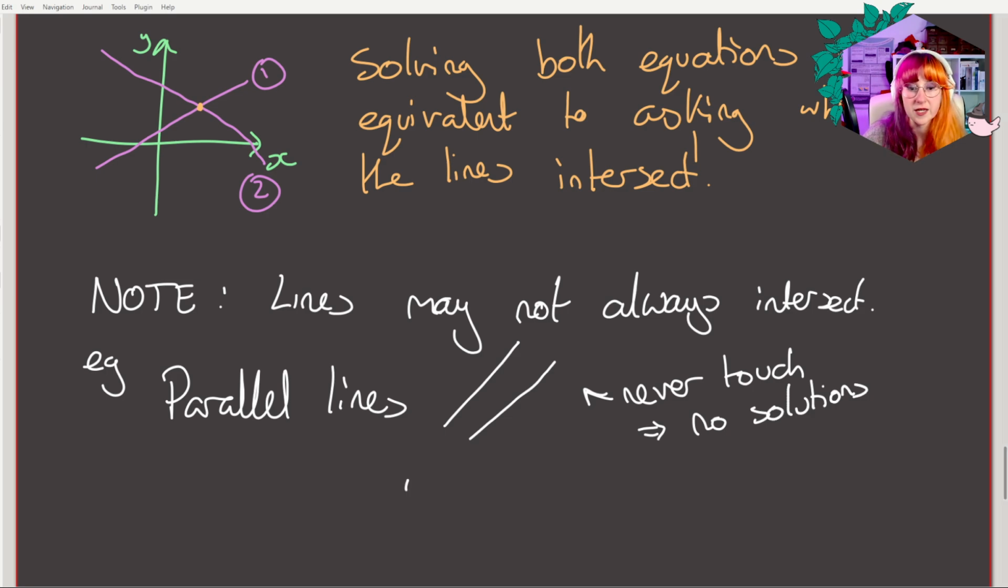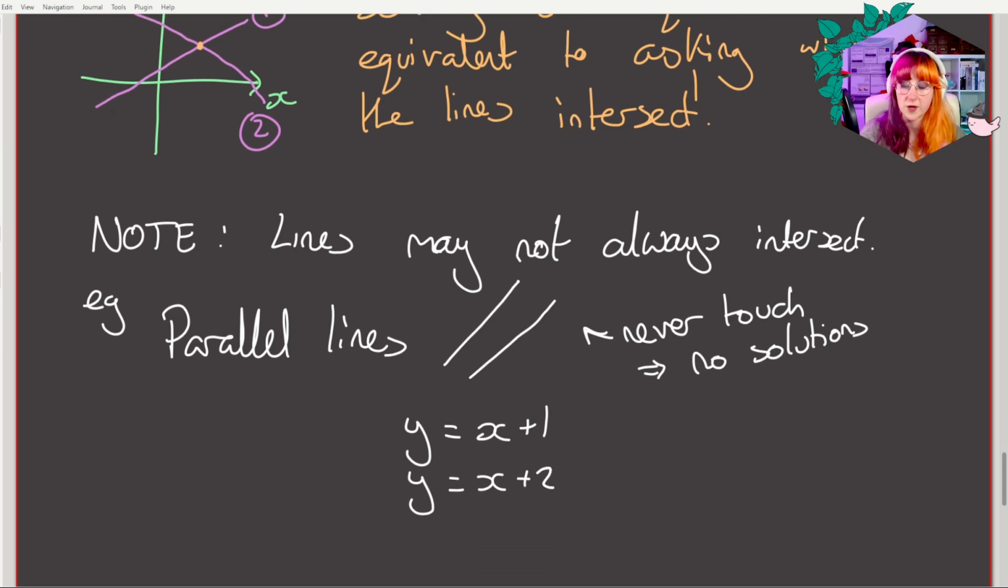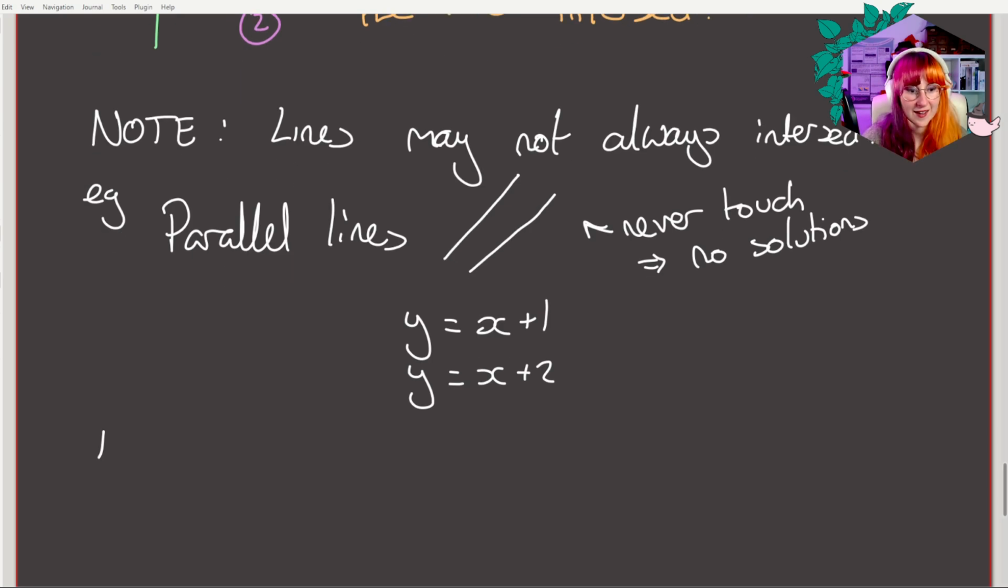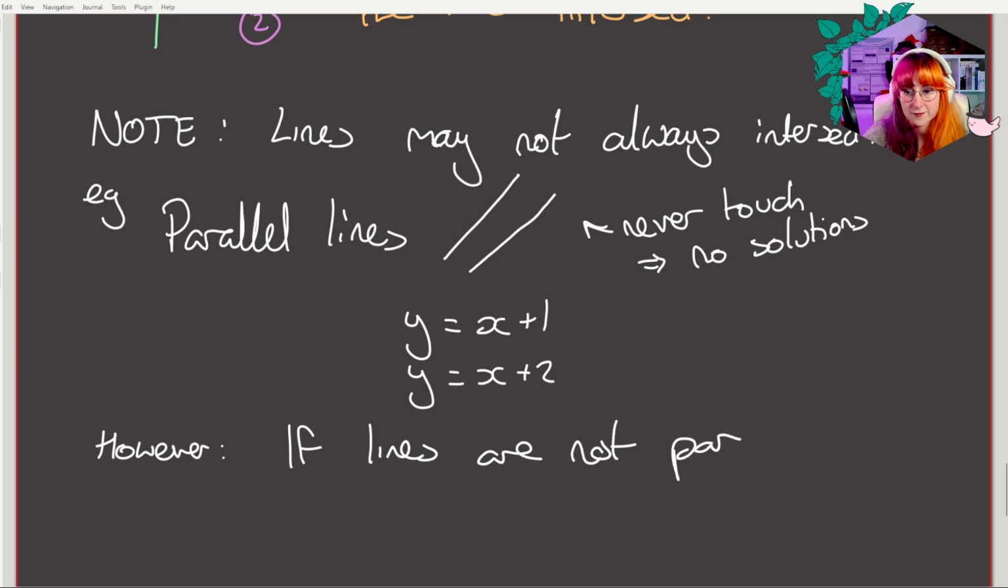That might be y equals x plus 1 and y equals x plus 2. There are no values that I can plug into both of those equations that will solve both of them. Euclid's axiom is that lines either intersect or are parallel. However, if lines are not parallel, they will intersect exactly once.